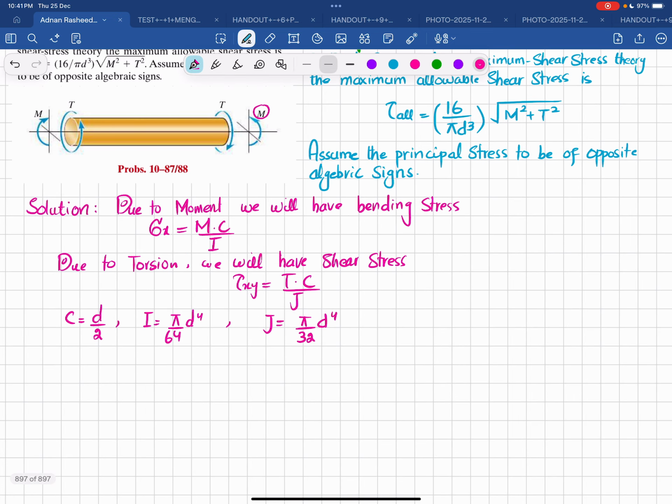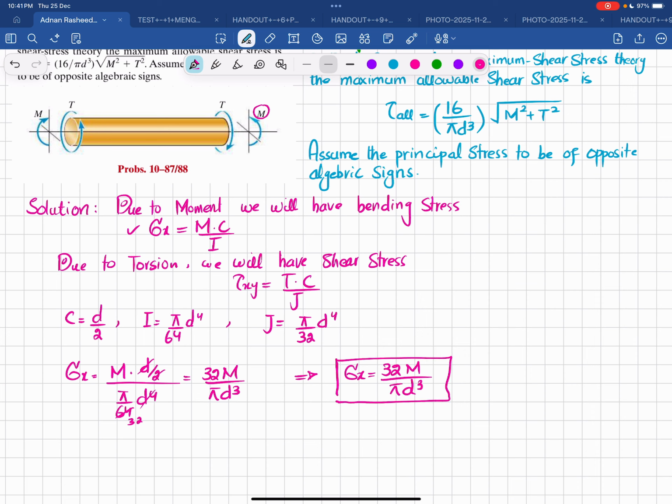So you just have to plug it into this formula. Sigma x is equal to M, c is again d divided by 2, divided by I, which is pi by 64 d power 4. So you can see this 2 will cancel with this, so it will be 32, and one d will cancel with this, so we will have 32M over pi d cube. So I can write sigma x is 32M over pi d cube, where M is the moment and d is the diameter of this shaft.